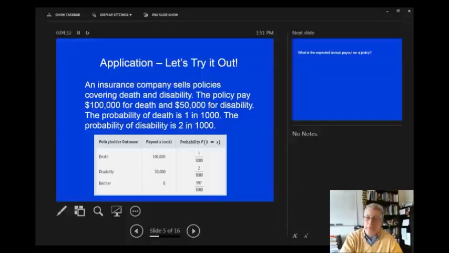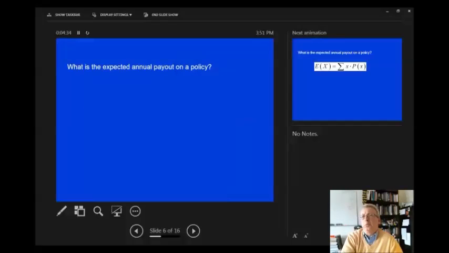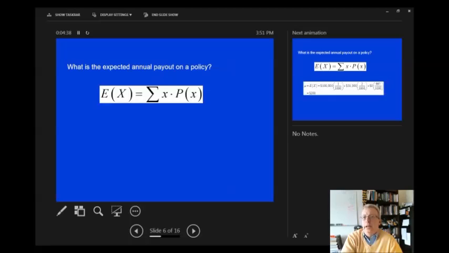So the expected annual payout, or what we would call the expected outcome, E of X, we would multiply each of the outcomes times those probabilities. We have all that information, and then we would sum those up.